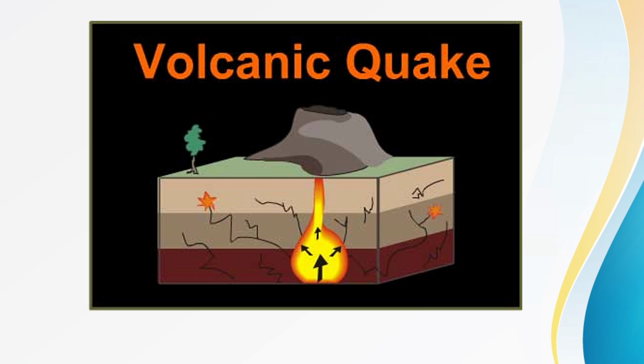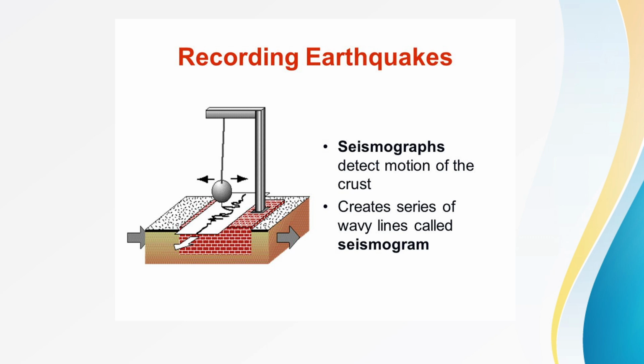Now, how do scientists record earthquakes? There are two big words here that I would like you to write down in your book: seismograph and seismogram. This is the way scientists record earthquakes. The seismograph detects movement on the crust of the earth, and then it creates these wavy lines. Can you see the lines over here? This is called the seismogram.